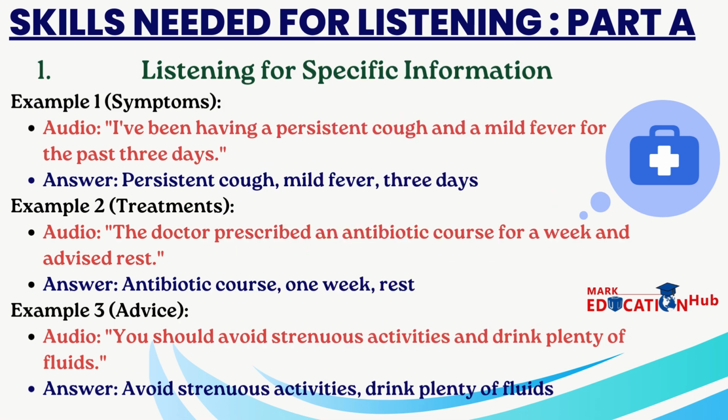To excel in OET listening Part A, you need to listen for specific information like symptoms, treatments, and advice. Focus on key details the speaker mentions. For example, if a patient says, "I've had a persistent cough and a mild fever for 3 days," the key details are persistent cough, mild fever, 3 days. Similarly, if a doctor says take an antibiotic for a week and get plenty of rest, the important points are antibiotic course, 1 week, rest. Training yourself to catch these details will help you complete the notes accurately and efficiently.